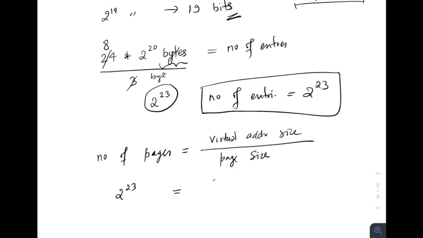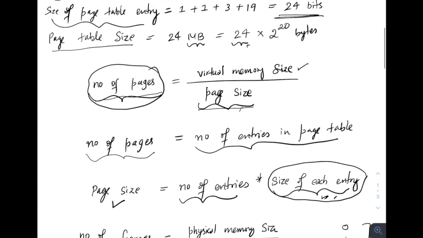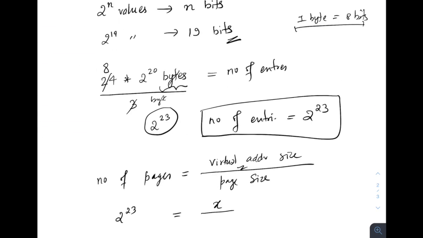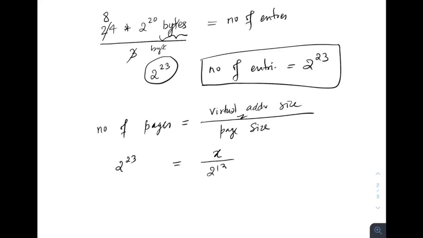Let's say this is x, that we have to find. Now, page size is how much? We already know page size is given at the top, right? If you remember, it was 2 power 13 bytes. Just substitute it here, 2 power 13. So x we get is, if you multiply 2 power 23 into 2 power 13, this will be 2 power 36 bytes.